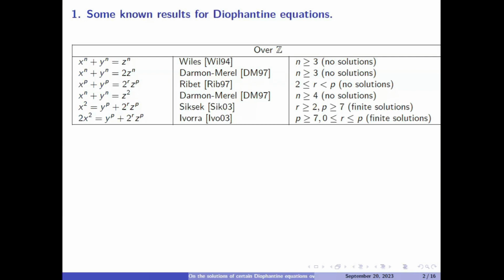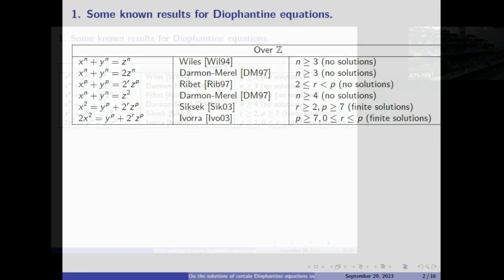First I will discuss some Diophantine equations over integers. The first famous one is Fermat's Last Theorem by Andrew Wiles. He proved in 1994 that the Fermat equation x to the power n plus y to the power n equal to z to the power n has no solution, meaning no non-trivial primitive solution, for n greater than or equal to 3.